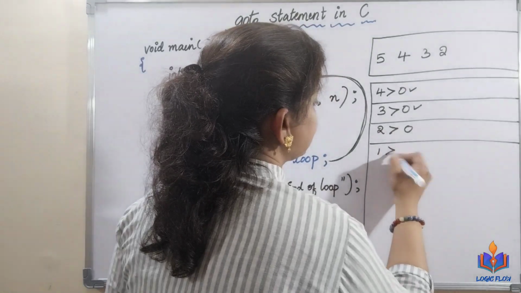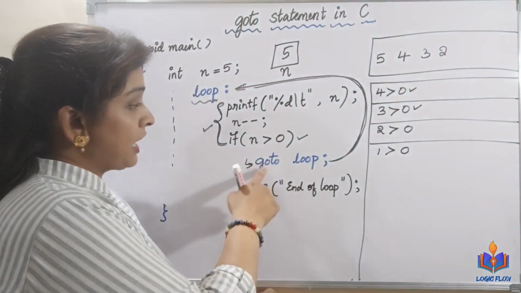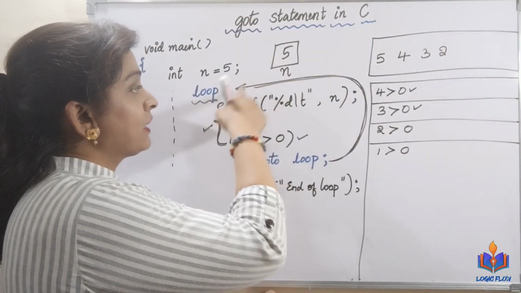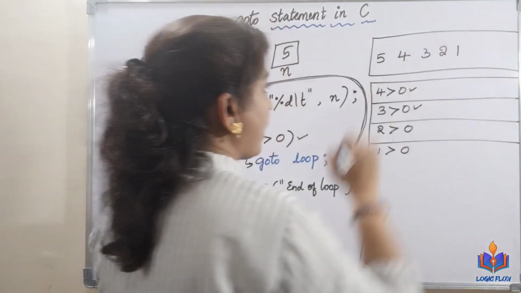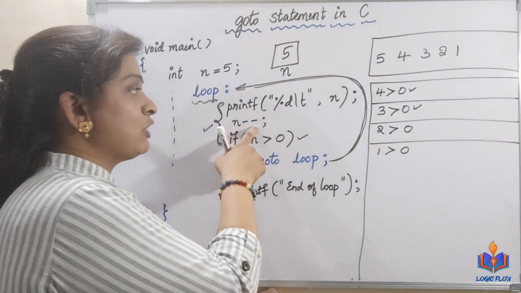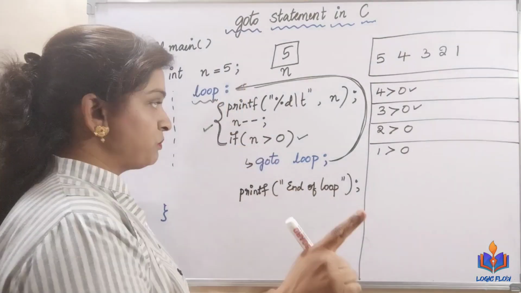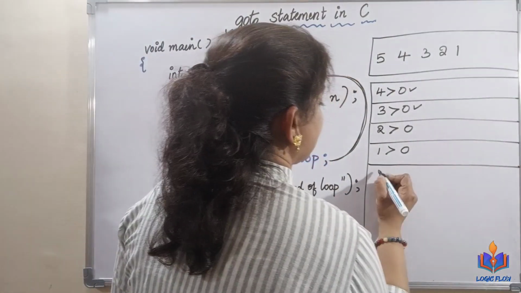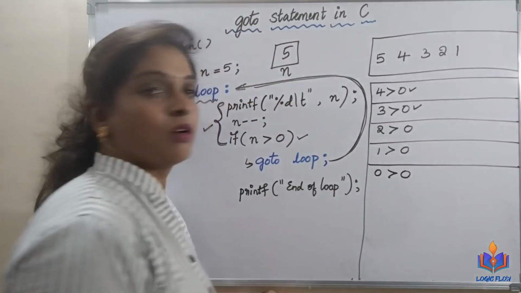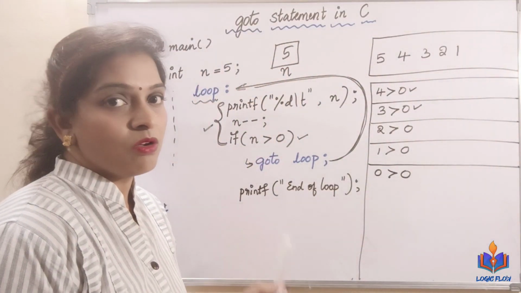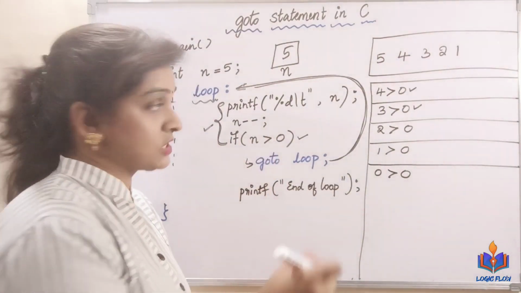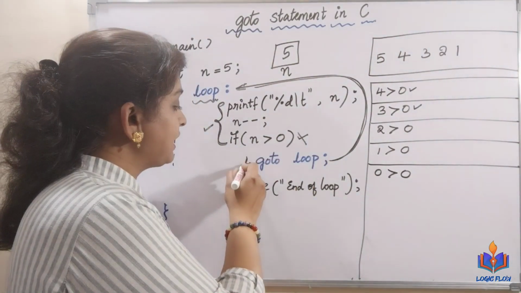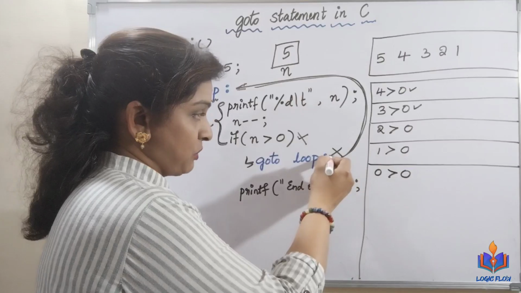1 greater than 0. Yes. Again go to loop. Loop back. Print the value of n. What is the value of n? It is 1. Then decrease the value of n. It becomes 0. Now, is 0 greater than 0? No. The condition is evaluated as false. Now this immediate statement shouldn't execute.